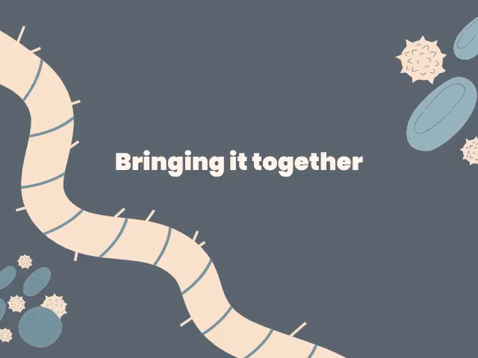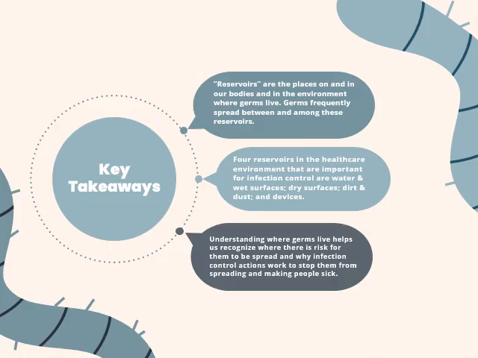We've covered a lot in this module, so let's take a moment to bring it all together. Reservoirs are the places on and in our bodies and in the environment where germs live. Germs frequently spread between and among these reservoirs. The four reservoirs in the healthcare environment that are important for infection control are water and wet surfaces, dry surfaces, dirt and dust, and devices. Understanding where germs live helps us recognize where there is risk for them to be spread and why infection control actions work to stop them from spreading and making people sick.